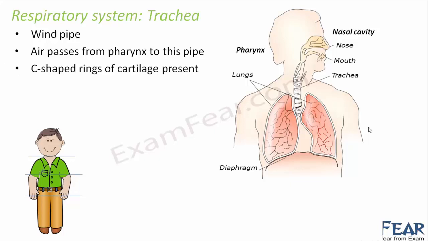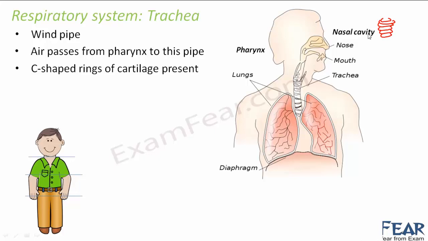C-shaped rings of cartilage are present on trachea. If you look at this tube, you can see that there are some ring-like structures on it. So what are they? They are cartilage rings. We already know what is cartilage, what is bone. This is a kind of connective tissue. So this cartilage is present on the trachea, and it is C-shaped. If you look at it, it is not completely circular, but rather it is in the shape of C.